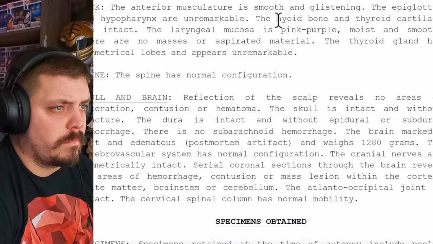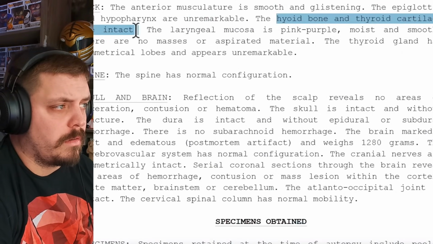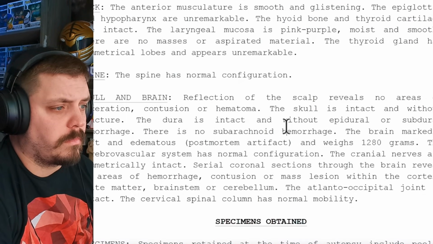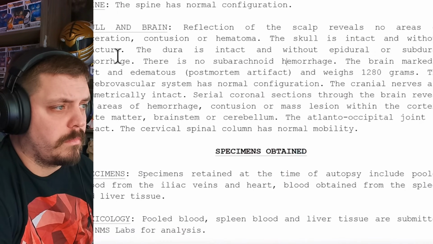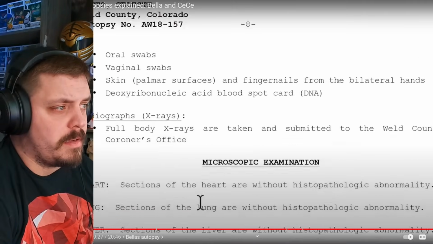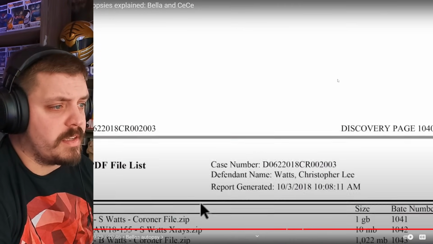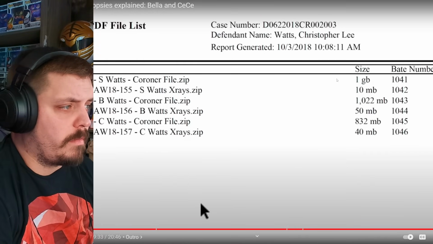All the neck was fine. Hyoid bone and thyroid cartilage are intact. Again, like with both Bella and Shanann. No evidence of hemorrhaging or anything like that in the brain, so she wasn't beaten. They still had to be in coffins because of the bloating. Those are just the special swabs and things that were taken. So those are the autopsies of both Bella and Cece.